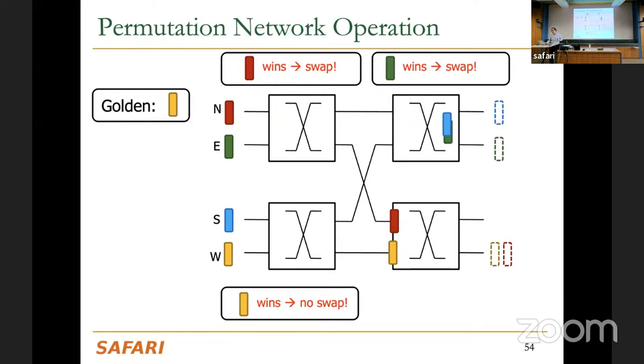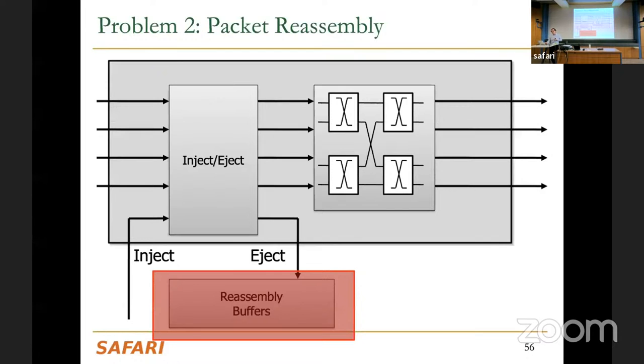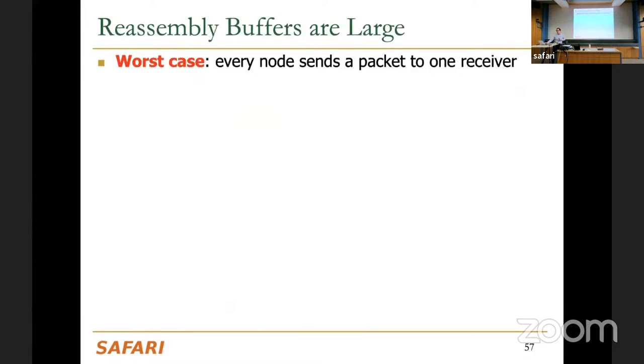So minimalism for livelock freedom doesn't mean that it's good for performance. Basically, this router is much simpler, right? Now let's take a look at the issue of reassembly buffers. This is actually also going to become very interesting. Now let's take a look at the worst case.